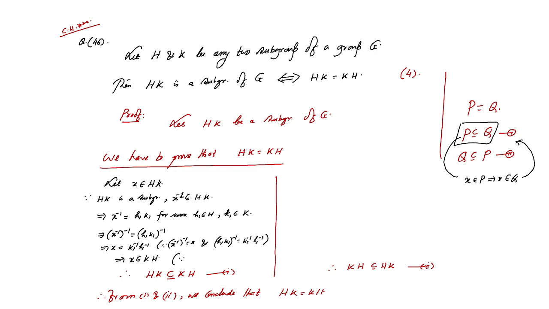Since H1 belongs to H and H is a subgroup, that implies H1 inverse belongs to H. And K1 belongs to K, that implies K1 inverse also belongs to K, as H and K both are subgroups. That means X belongs to KH. So what we have proved: we have taken X belongs to HK and shown X belongs to KH. And since X is arbitrary, we can write HK subset of KH. Now we'll come to the next part.